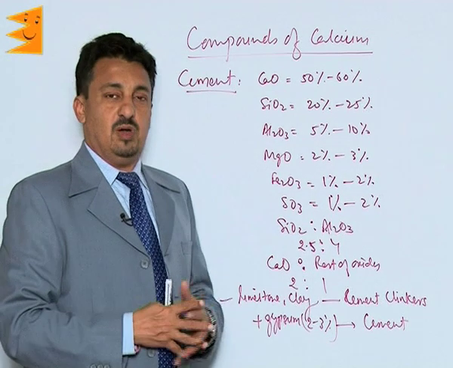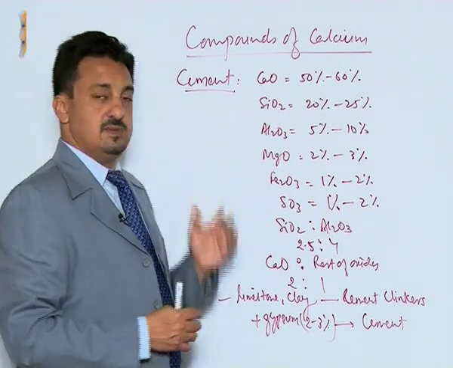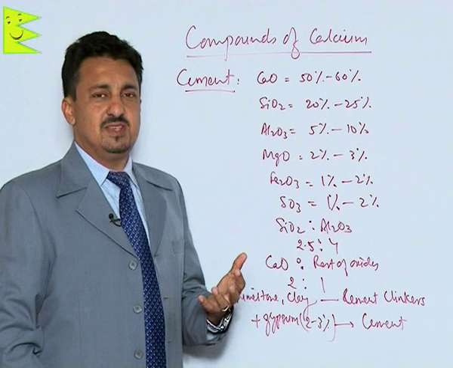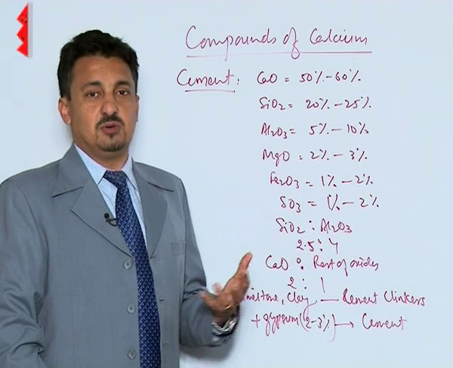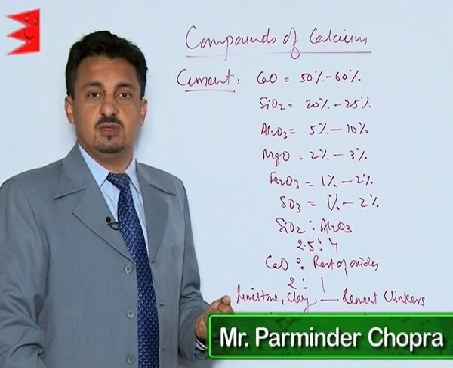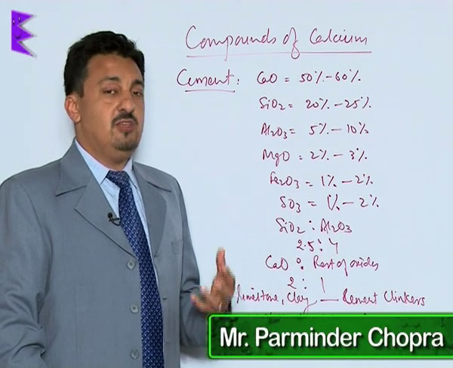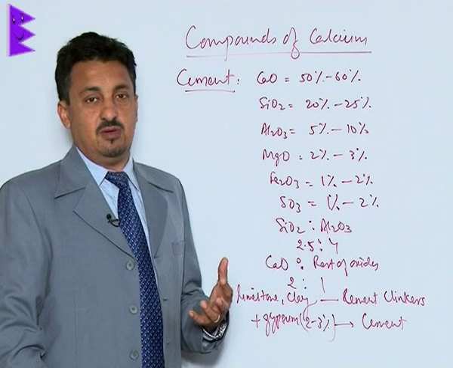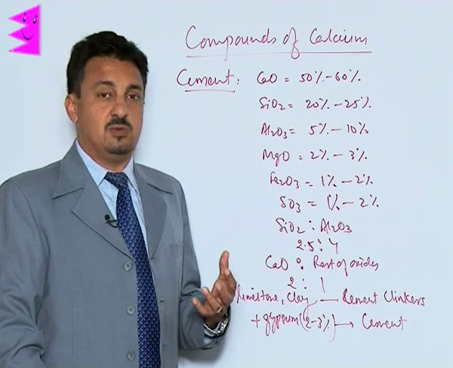Now the next important compound of calcium is cement. Cement, we all know, is the most important construction material, and without cement nowadays no construction is possible. Cement, we usually call it Portland cement because it resembles the limestone found in Portland, England.